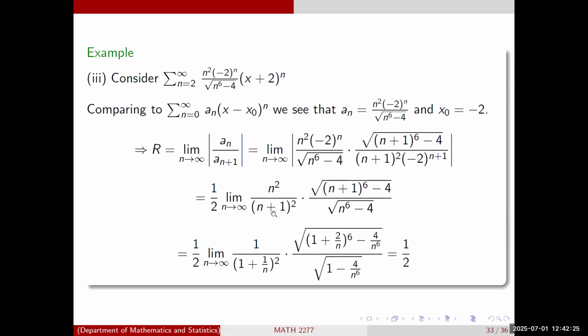Yeah, so all I did from here is this first term, divide every term by n squared. This second term, inside the square root, forget about the square root. Inside the square root, divide every term by n to the power of 6. Right? Now take n to infinity. So 1 over n goes to 0, 2 over n goes to 0, 4 over n to the 6, that's going to 0 very fast, right? So all of these things go to 0. And when everything settles down, you will get 1/2. Okay, so r is equal to 1/2. The radius of convergence is 1/2.